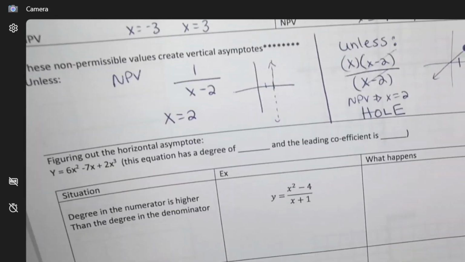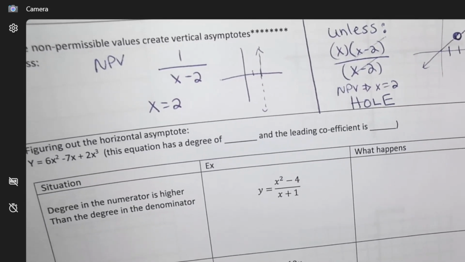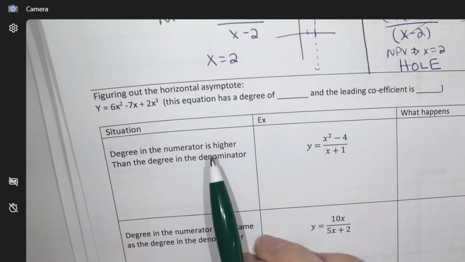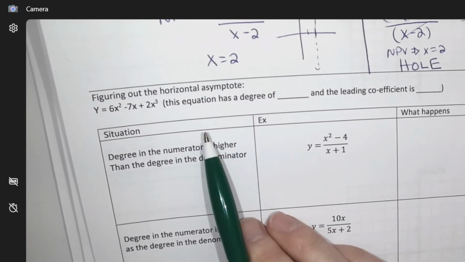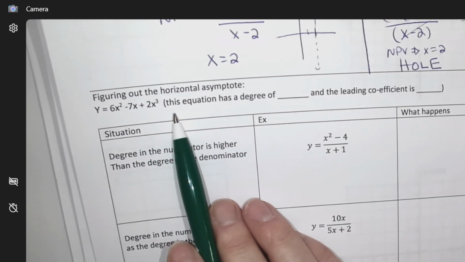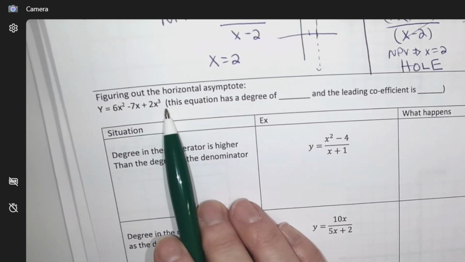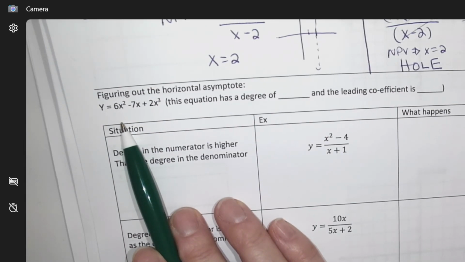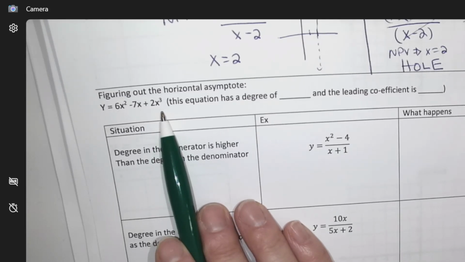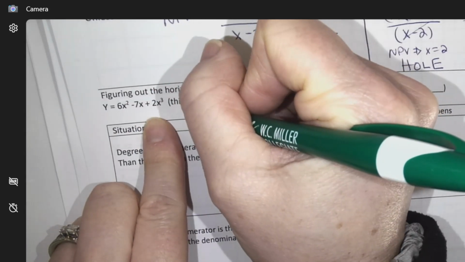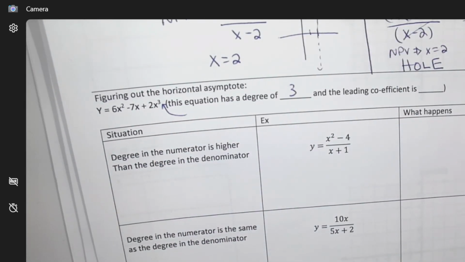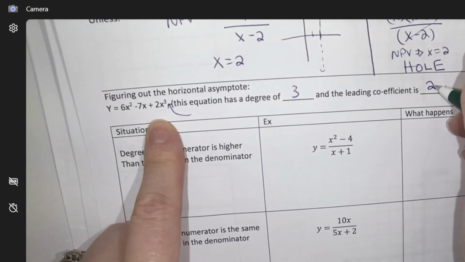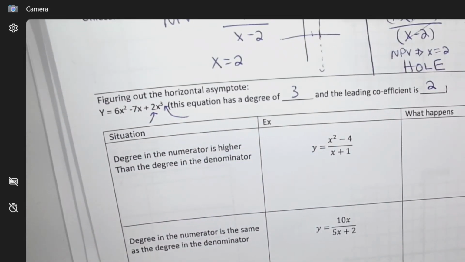Okay, so now we're going to go into the horizontal stuff. So that's us worrying about x values. Now we're going to worry about y stuff. Before we go into the horizontal stuff, do you understand what a degree is? When I look at this equation, it's a cubic equation, because that's the highest thing I found. So this has a degree of 3 because of that being the highest exponent, and the leading coefficient is 2. So you always have to look at the biggest thing, and that's the degree, and that's the leading coefficient. Usually it's written first, but if it's not, you have to identify it.